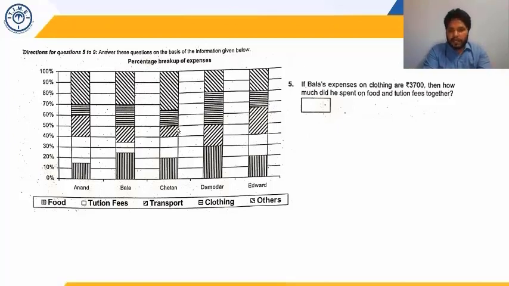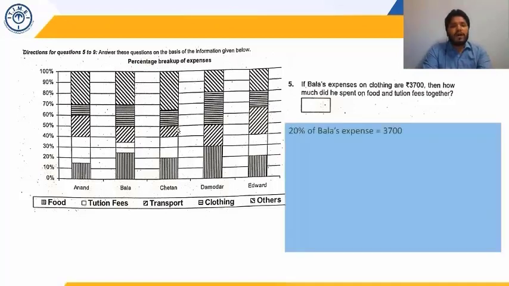Now the question is saying, if Bala spends rupees 3700 on clothing, then how much did he spend on food and tuition fees together? Let's start solving this question. We know Bala's expenses on clothing. From the data, we can say it is 20% of Bala's total expenses. So 20% of Bala's total expense, which is given in the question to be 3700 rupees, is going to be rupees 3700.